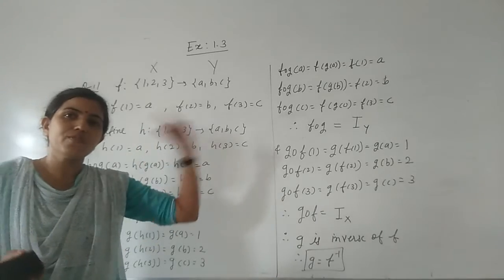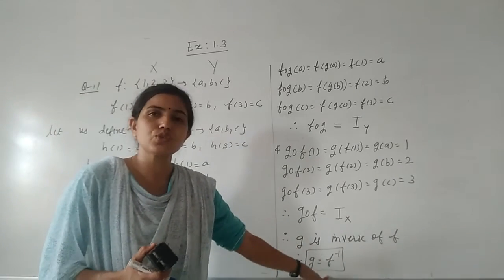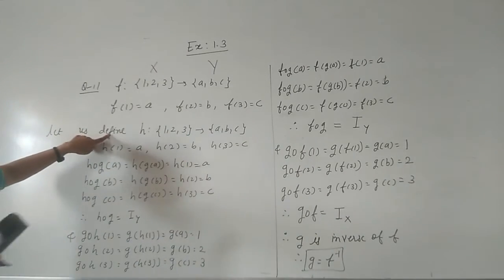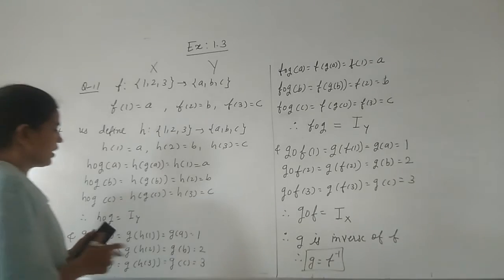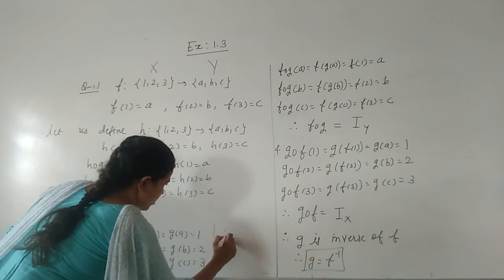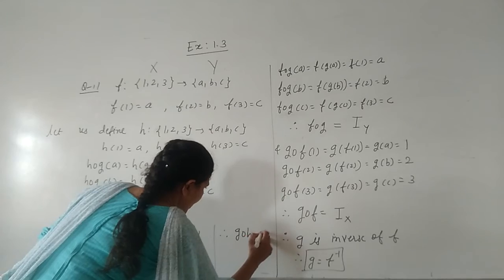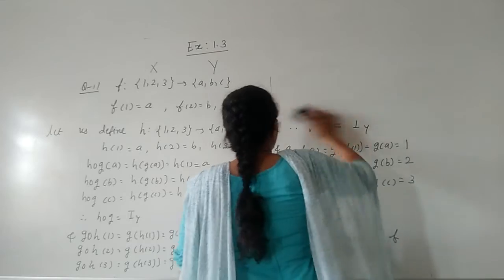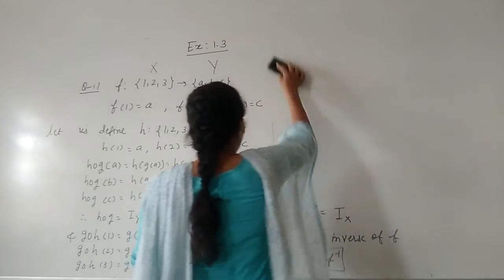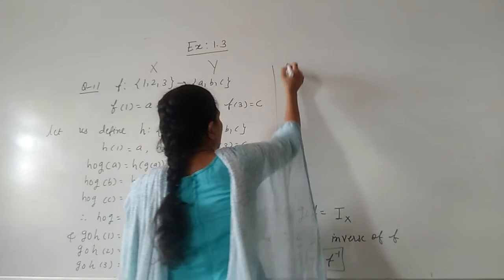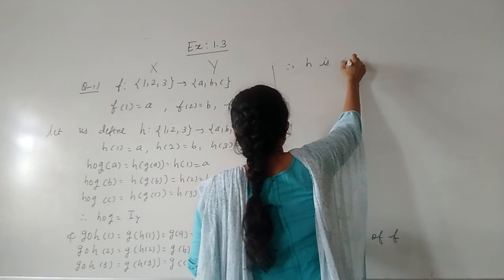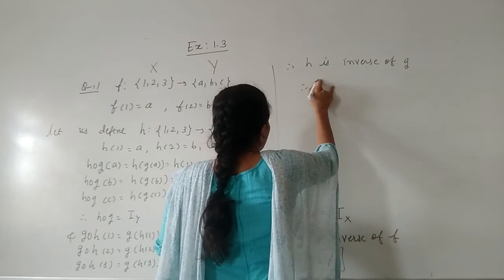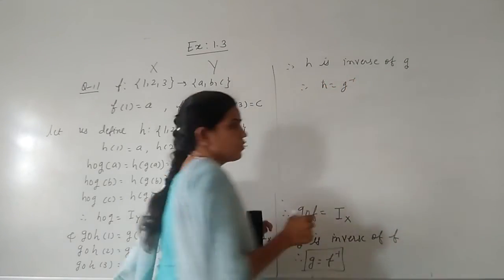पहले हमने F का इनवर्स G डिफाइन किया और बताया कि G is equal to F inverse. फिर हमने क्या किया? We have defined the inverse of G, H के फॉर्म में डिफाइन किया, and now we have shown that, therefore, G composition H gives us the identity on X. Therefore we can say H is inverse of G. So therefore H is equal to G inverse.